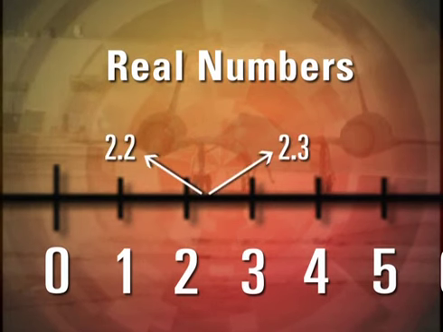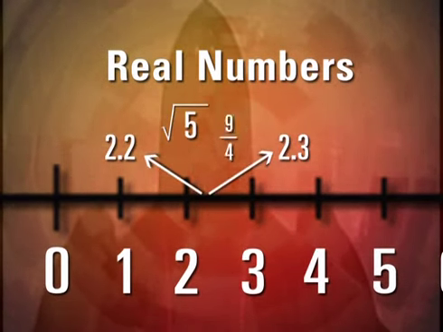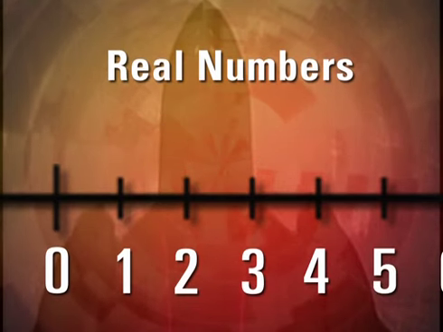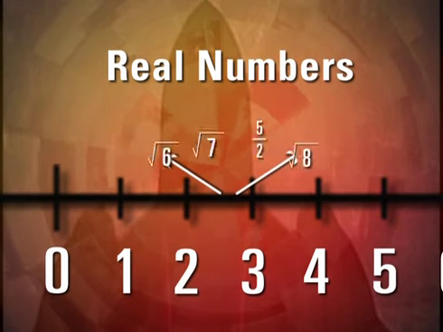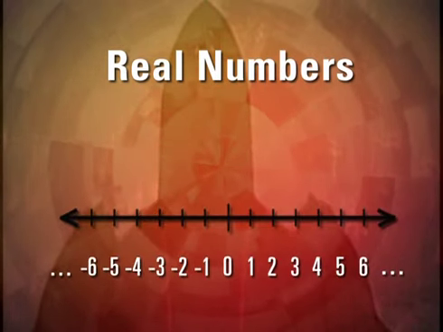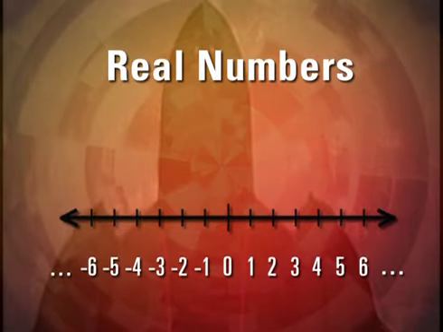Interestingly, between any 2 rational numbers, you can always find an irrational number and another rational number. And between any 2 irrational numbers, the same is true. As you can see, these sets of numbers are never ending, not only going greater and lesser, but going in between them as well.